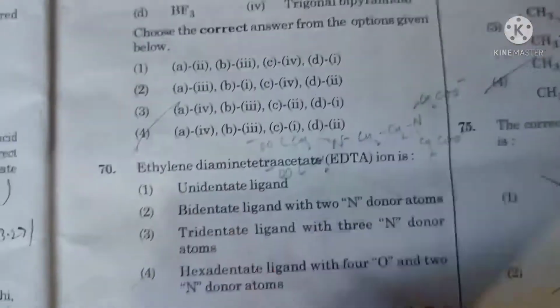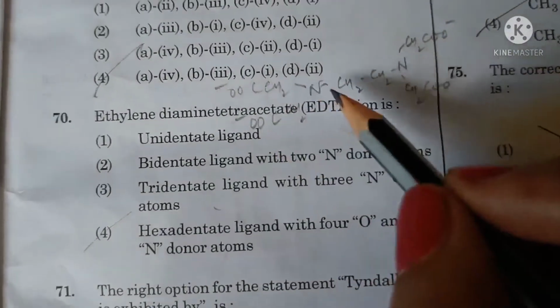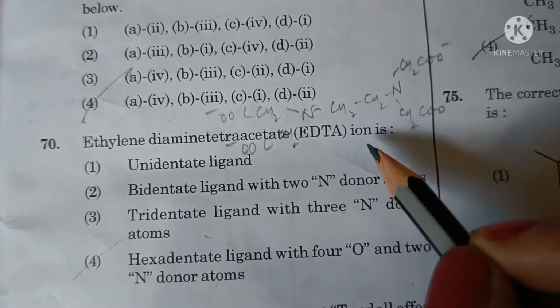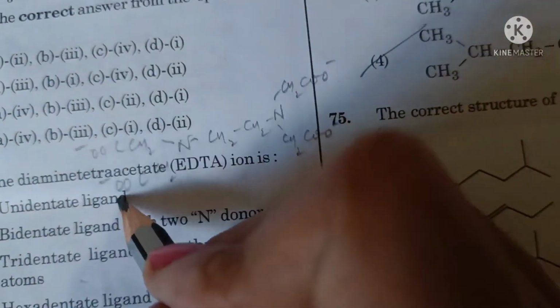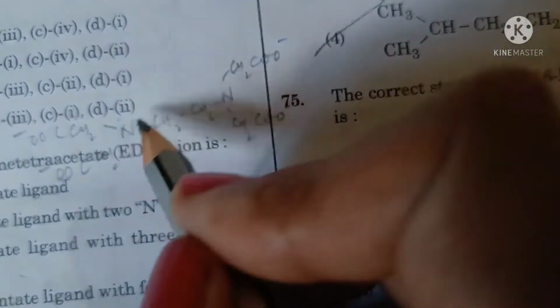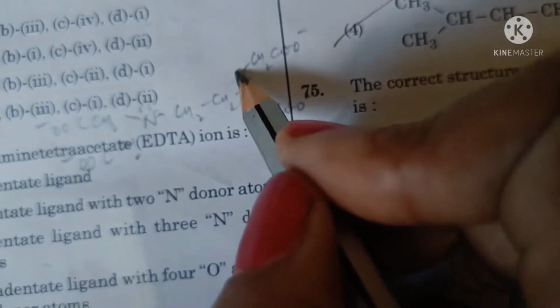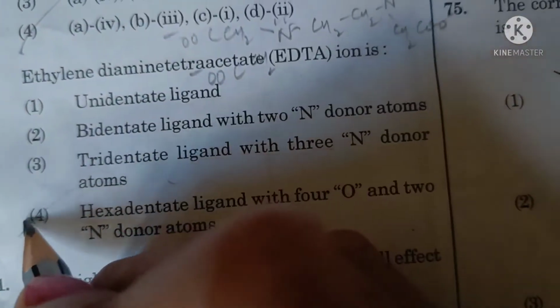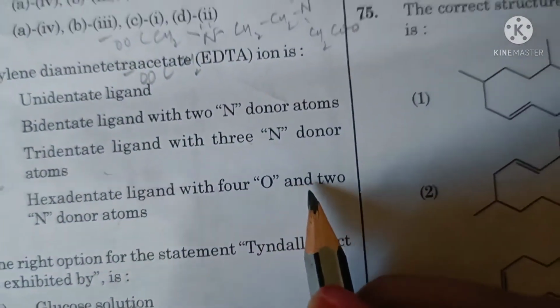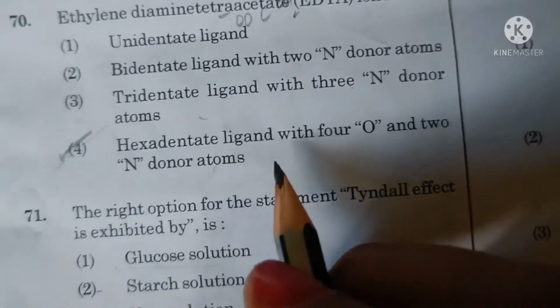BF3 is trigonal planar. For the ethylenediamine tetraacetate ion, there are 6 points: 4 oxygen atoms will donate a pair of electrons each and 2 nitrogen will donate their lone pair of electrons. So in all it's hexadentate. So option 4, that is EDTA is a hexadentate ligand with 4 oxygen and 2 nitrogen donor atoms, is the correct answer.